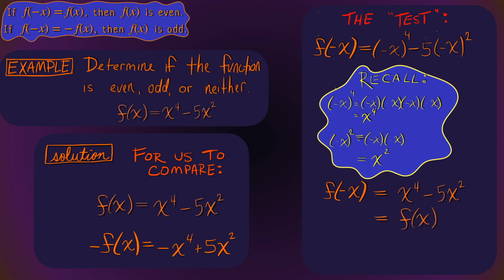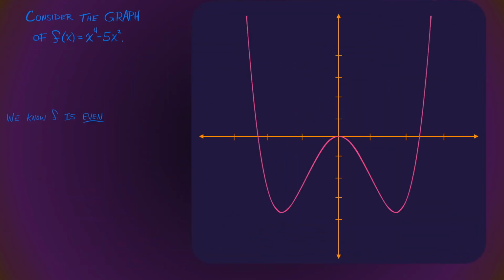So what does that tell us? It tells us that f is even. And if we looked at the graph here, it is symmetric about the y-axis, and that's because it's an even function.